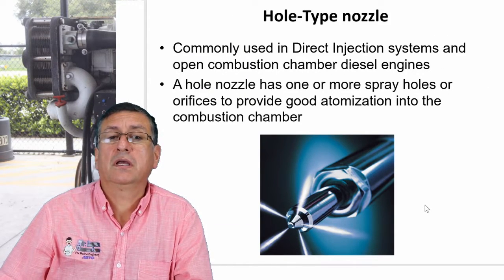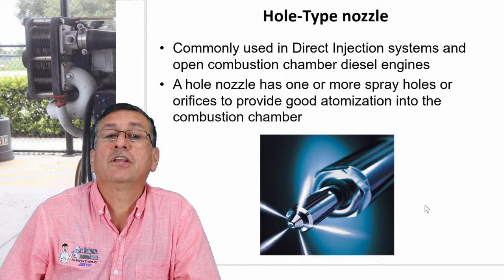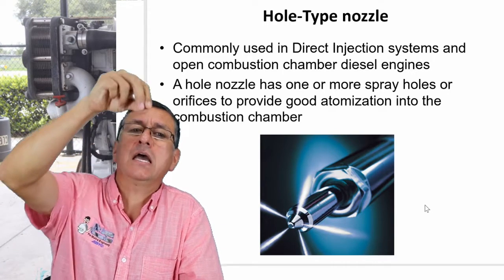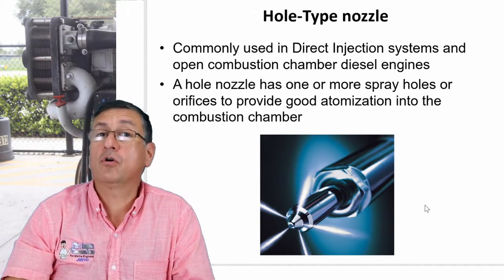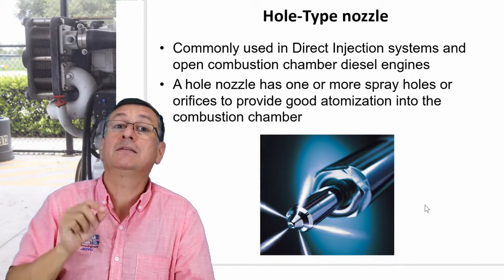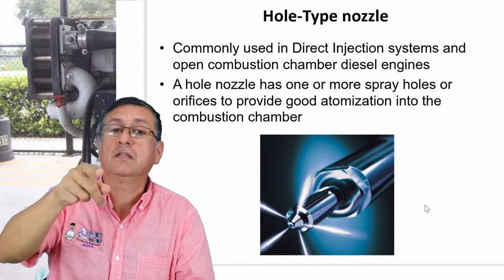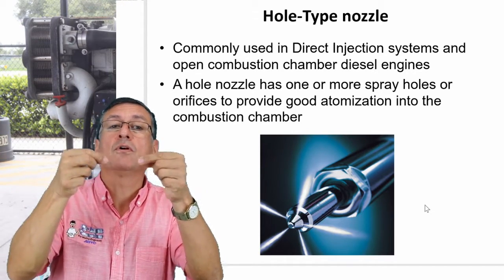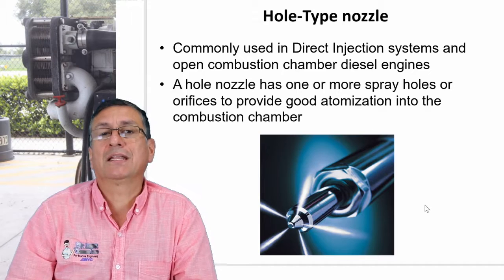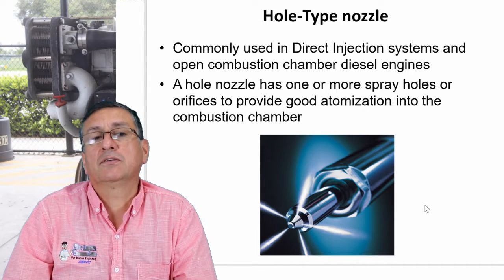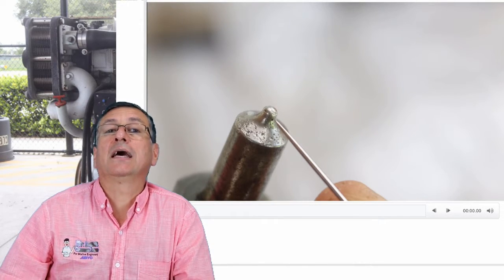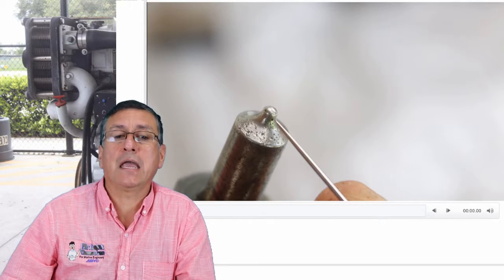The Hole type is commonly used in direct fuel injection. Direct fuel injection is the injection where the injector is located directly in the combustion chamber. Of course, there are other types of injection systems where the injector is located in the intake manifold. That is indirect fuel injection. This Hole type with 4 holes is used when the injector is located directly in the combustion chamber, in a direct fuel injection system. And I have the video in order to check that type of nozzle, Hole type.